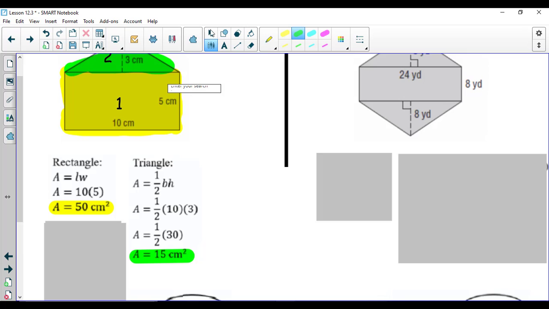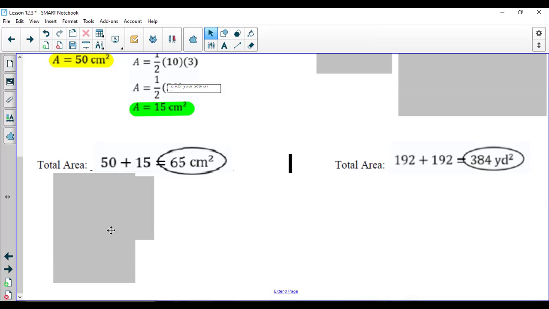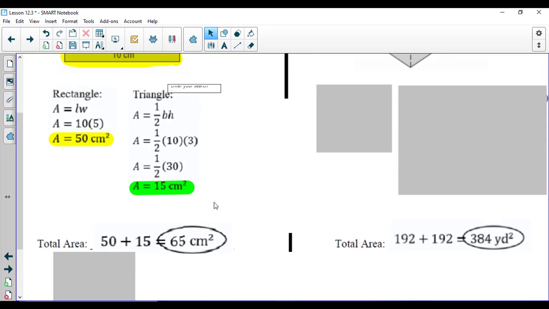Now we find our total area of both regions together. We'll move these boxes out of the way. We'll take the 50 from our rectangle plus the 15 from the triangle, and that will get us 65 centimeters squared, so a pretty standard question.